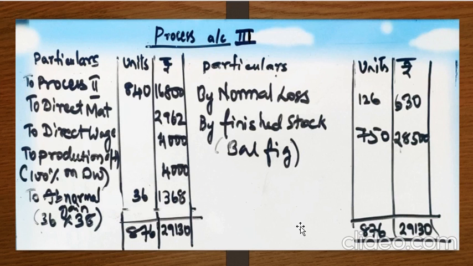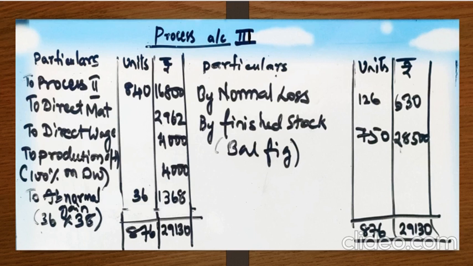So in this process, what is the difference is you are getting abnormal gain. Why did you get abnormal gain? Because your input is less than your output. In process 2, you got abnormal loss because your inputs were more than your outputs.